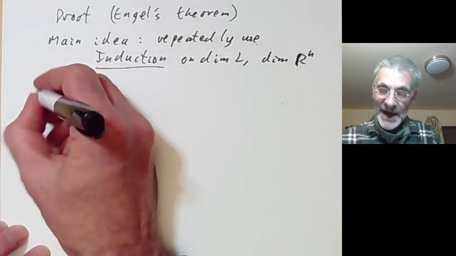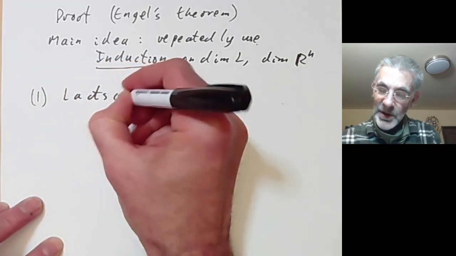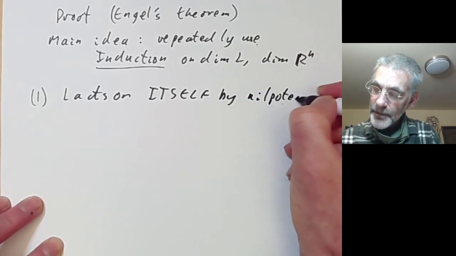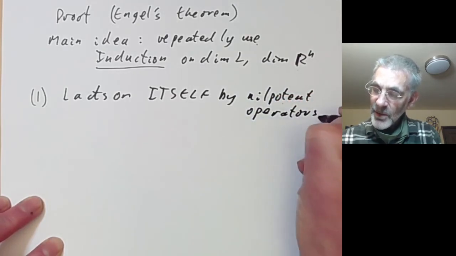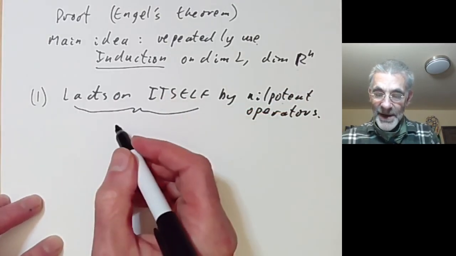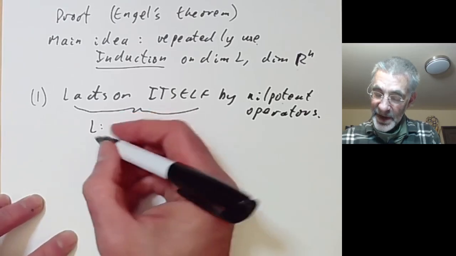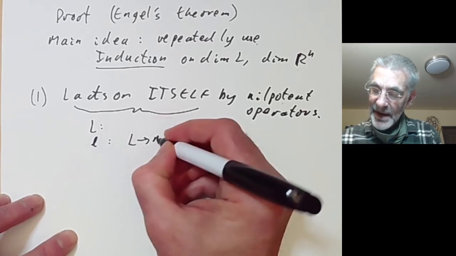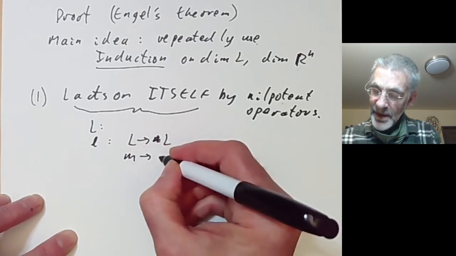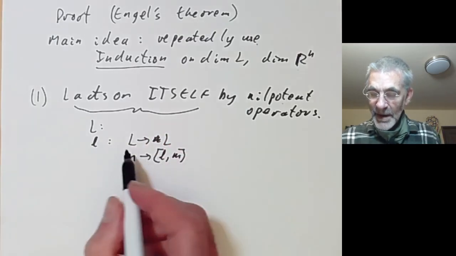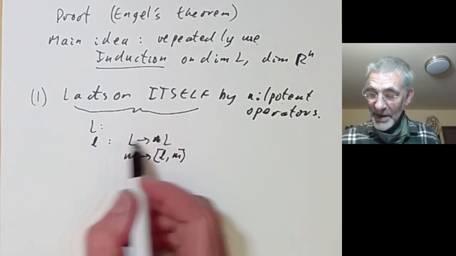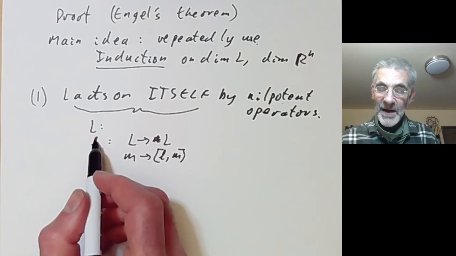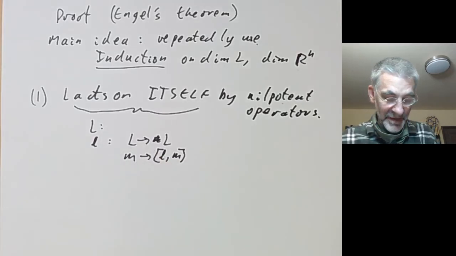So the proof really involves three steps. Step one is that L acts on itself by nilpotent operators. Well, what do we mean by L acting on itself? Any Lie algebra L acts on itself because if you've got an element L of the Lie algebra, it acts as the map from L to L, taking M to the bracket of L and M. So we can think of L as mapping to the Lie algebra of linear maps from L to itself. This isn't necessarily injective because L might have a center, in other words, something that commutes with everything.